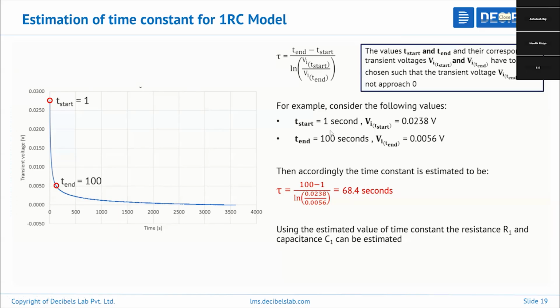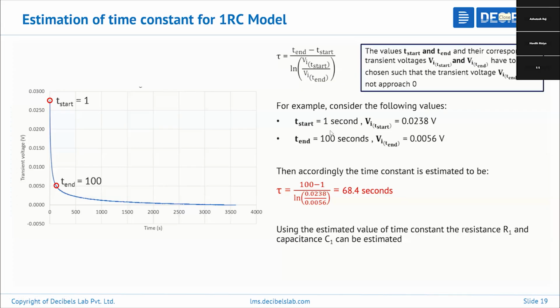You don't need to go through to the end value of your time, so it should not be nearby zero. You need to choose those ranges where the transient has not yet decayed. It should be a range where some transient voltage is there. So I have taken 100 seconds, and in that duration, you can see we have 68.4 seconds of transient.